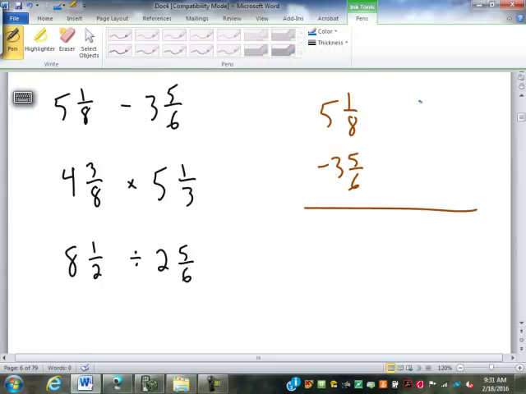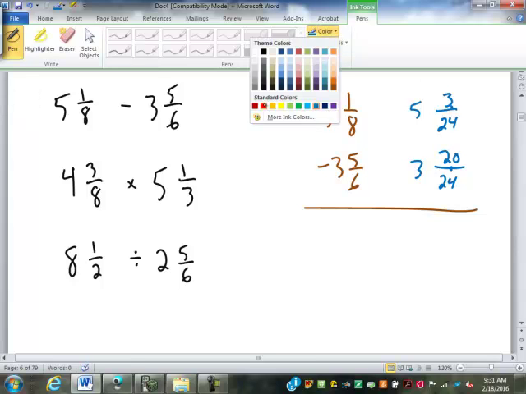First thing, of course, is to find a common denominator, which is going to be 24. This is going to become 3 and 20. Now what?